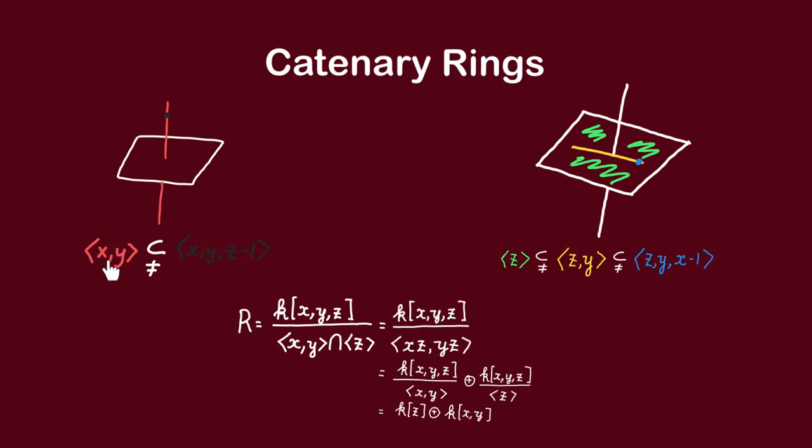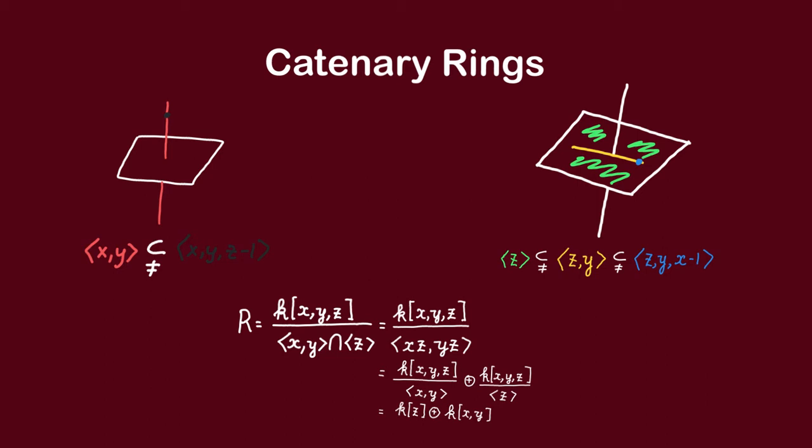For example, this chain here, corresponding to the inclusion of the black point inside the z-axis, is of length 1, whereas this chain here, which corresponds to the inclusion of this blue point inside the x-axis, which is then included inside the xy plane, that chain is of length 2. Since not all maximal chains have the same length, the ring is not catenary.